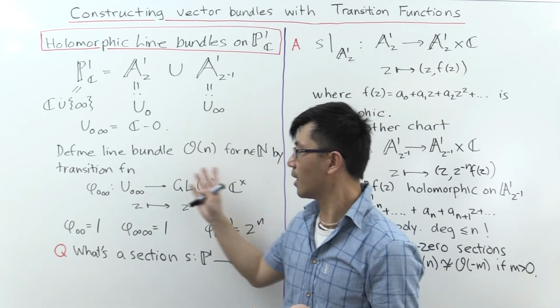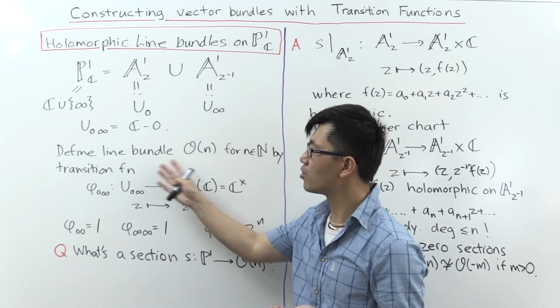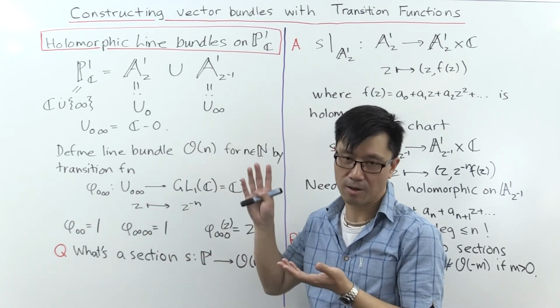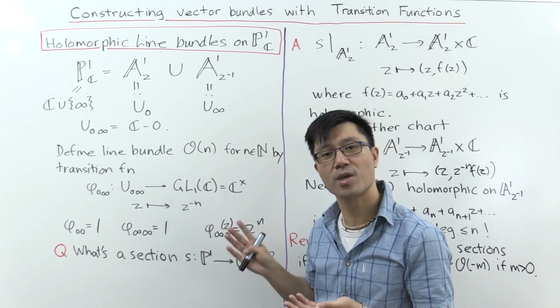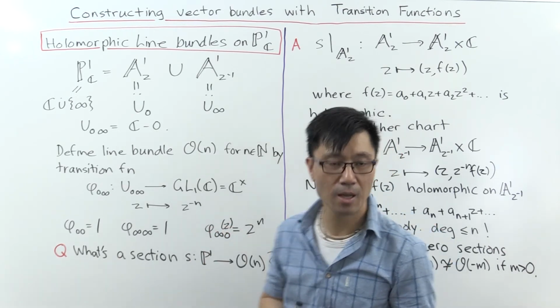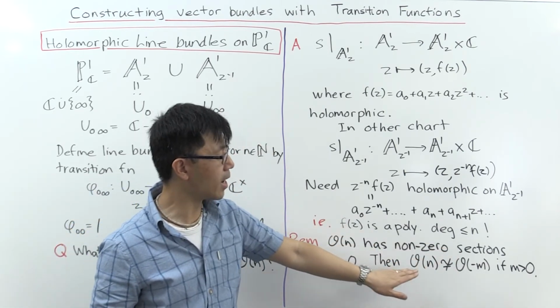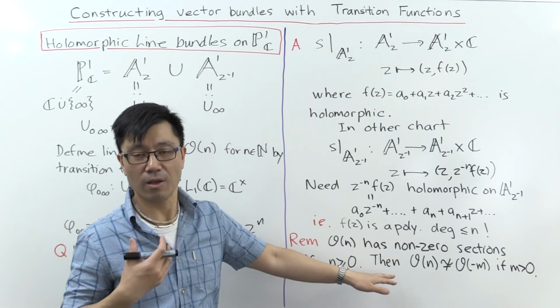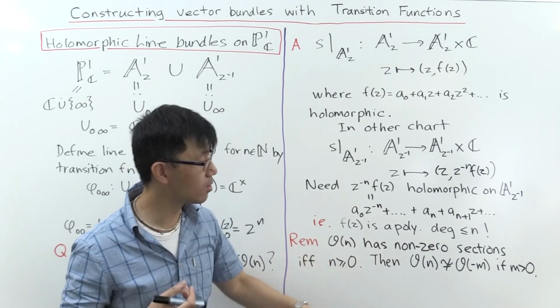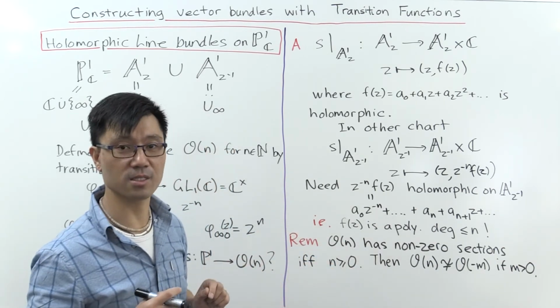Because it may be that when you define using transition functions, you get a vector bundle which is trivial. It's not so easy to tell whether that's the case. But here, what do we see? For example, we might ask the question, are all these line bundles isomorphic to each other? And we see straight away that that's not the case.